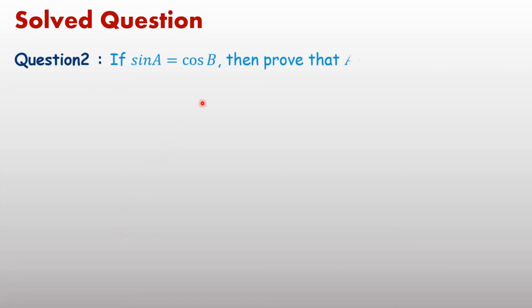Now question number 2. If sin A equal to cos B, then prove that A plus B equal to 90 degree.